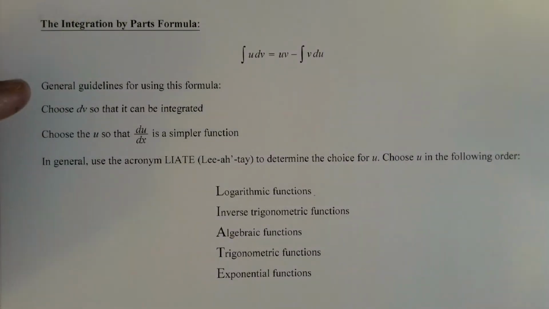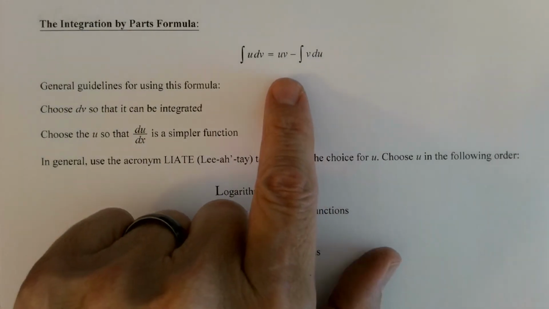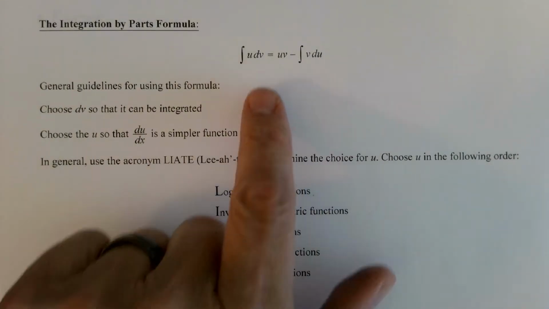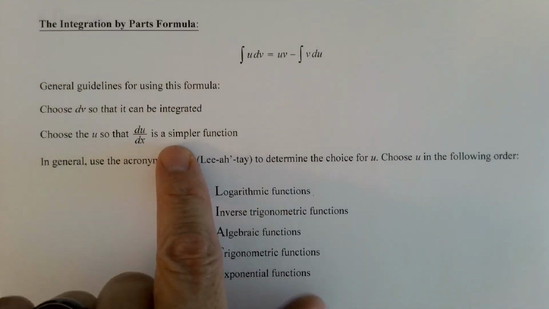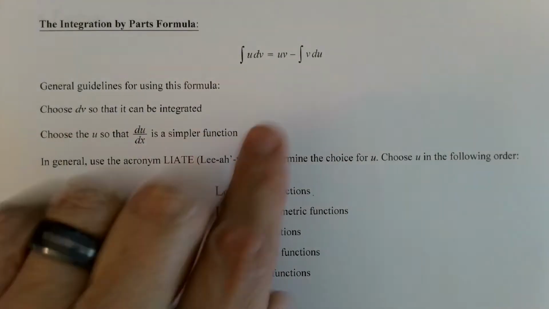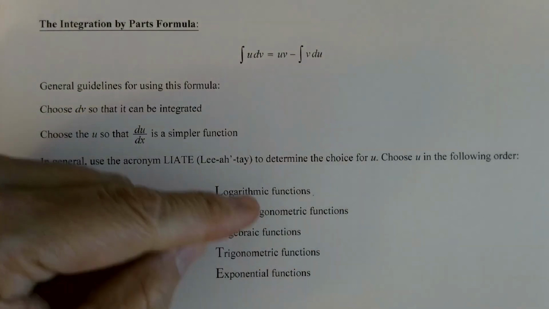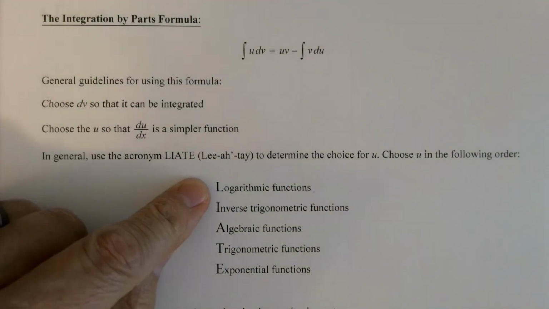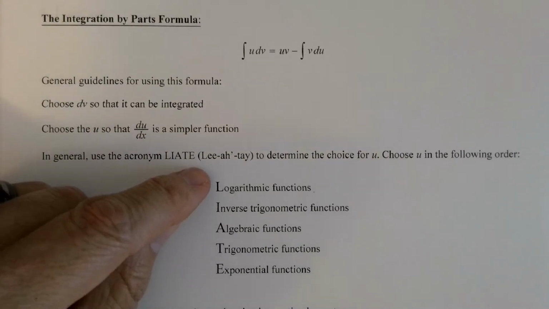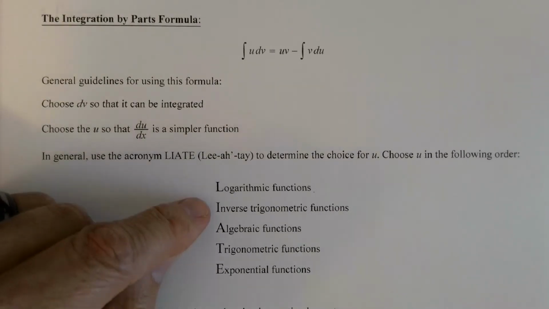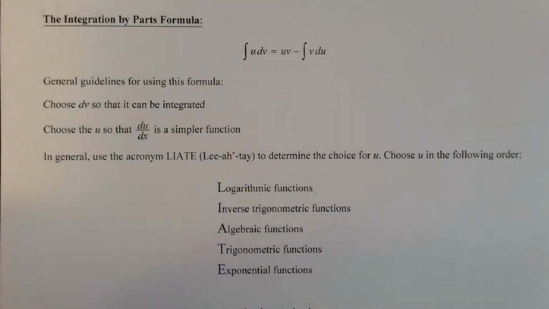All right, so we're going to continue with the integration by parts formula here. We introduced this previously, and of course the idea is we have to choose the u in that so that the derivative gets simpler. And of course the dv then has to be something we can integrate. Now the choice of u in order of preference would be given by the acronym LIATE as a nice way to remember it. So log would be our first choice, then inverse trig, algebraic, trig, and exponential would be our least likely choices.